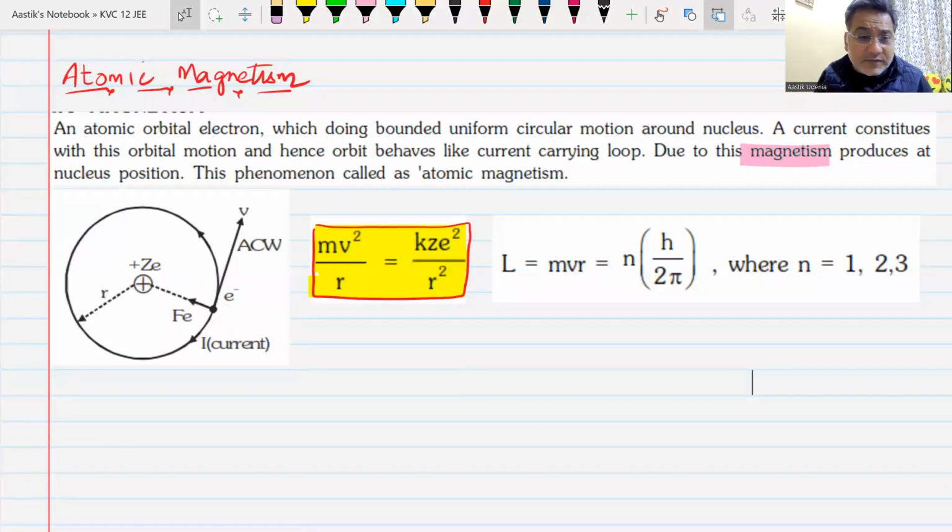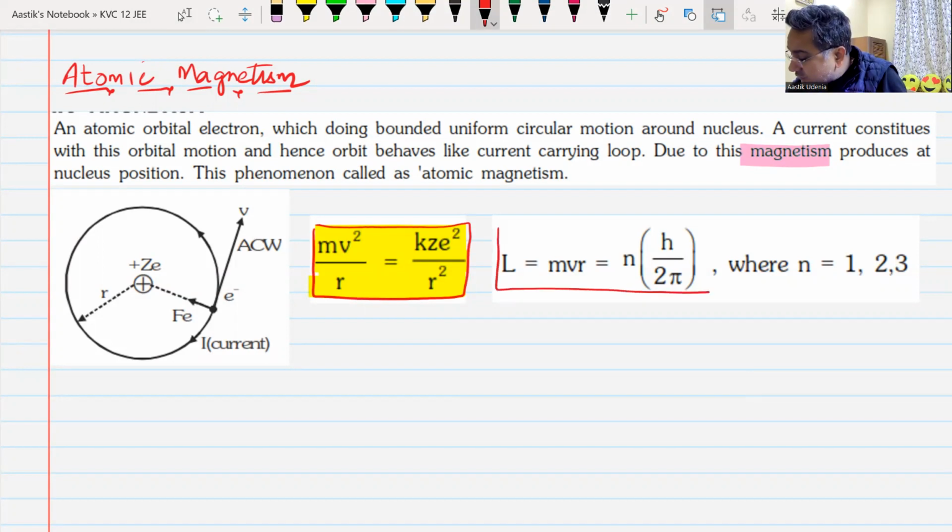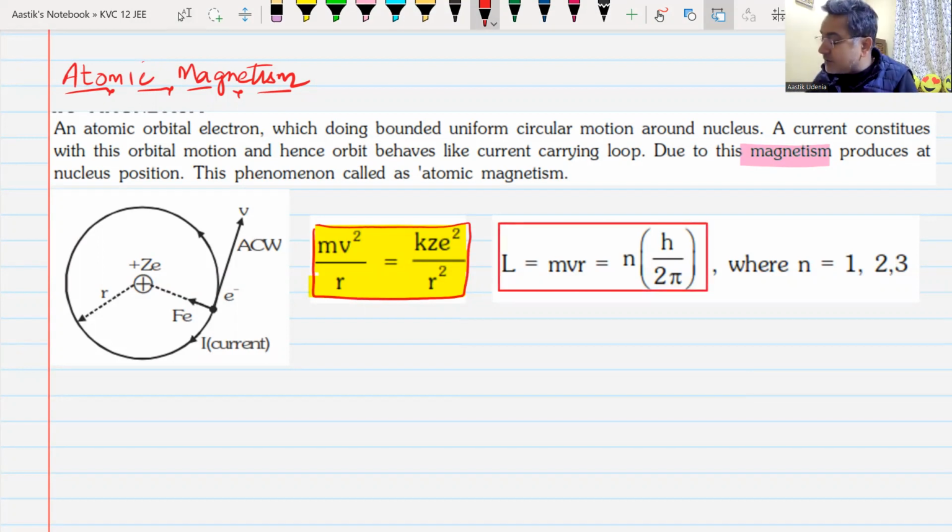Then you must know this orbital angular momentum L, mvr, that is always equal to nh by 2 pi, where n is your principal quantum number. Have you heard this? Yes, sir. Using these two equations, you can find out the velocity of the electron in any orbit and the radius of any orbit. Do we remember this? Yes, sir. That is the basis of it.